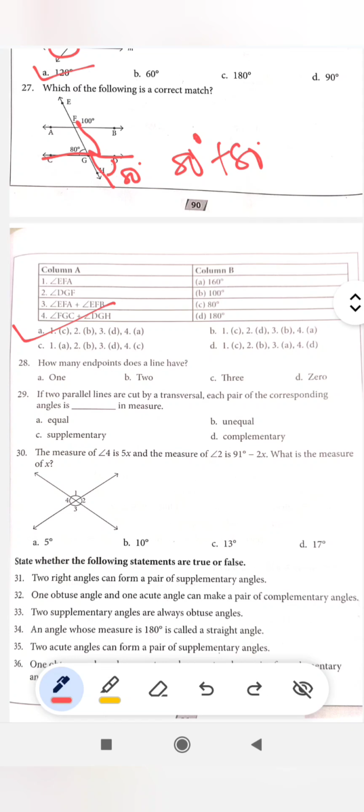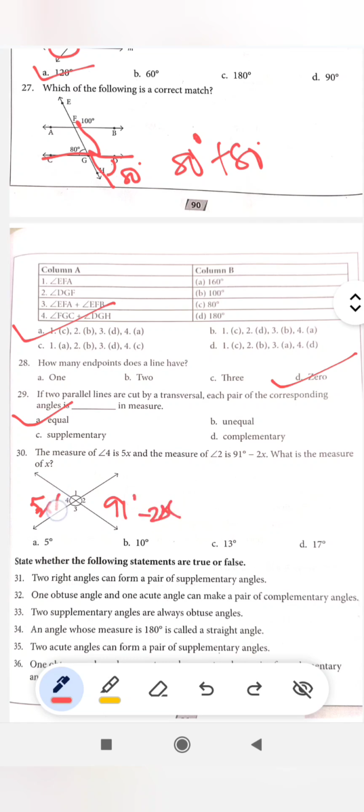How many endpoints does a line have? So a line doesn't have any endpoints. Correct. If two parallel lines are cut by a transversal, each pair of corresponding angles is dash in measure, equal in measure. The measure of angle 4 here is 5x. Angle 2 is equal to 91 minus 2x. What is the measure of angle x?